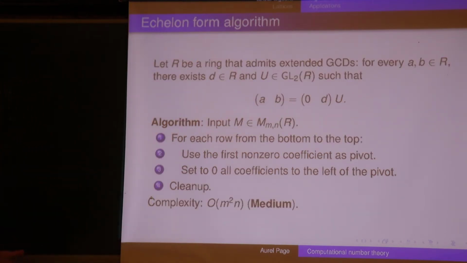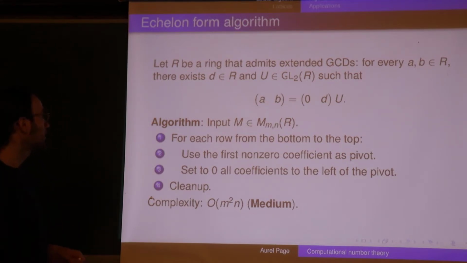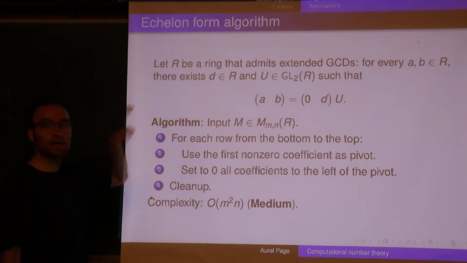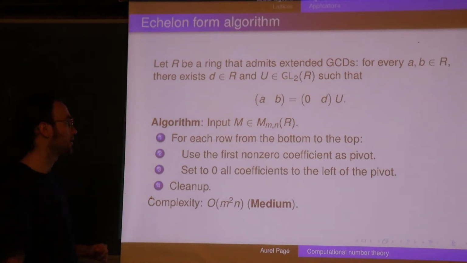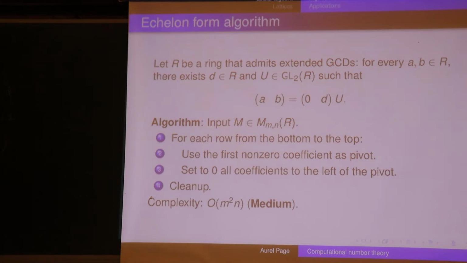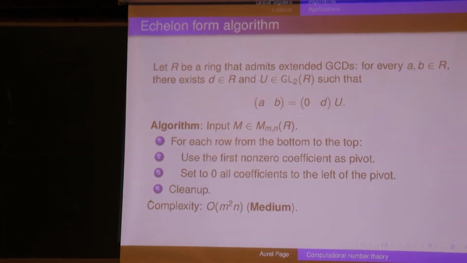So let me give you just an overview of how you compute an echelon form over a fairly general class of rings. We'll just consider a ring in which you can do extended GCDs. So you have greatest common divisors and the corresponding transformation elements. So let me maybe write it on the board. Okay, I'll do it on the other side.